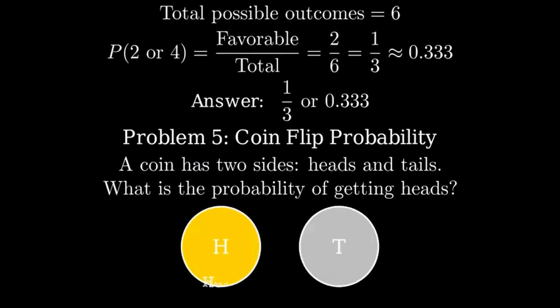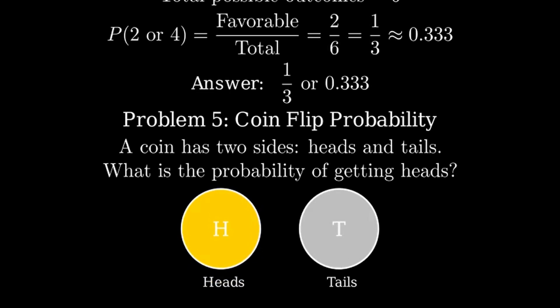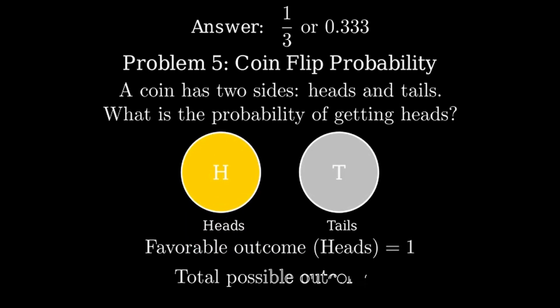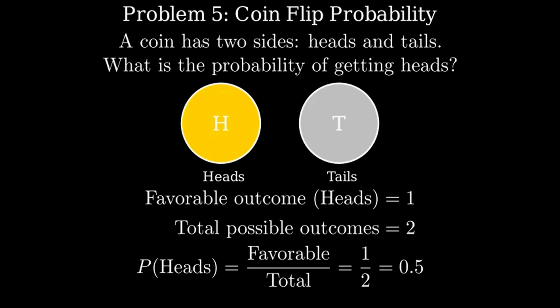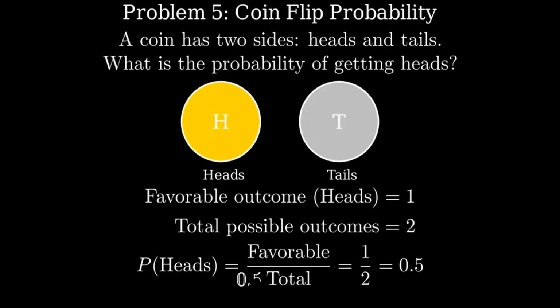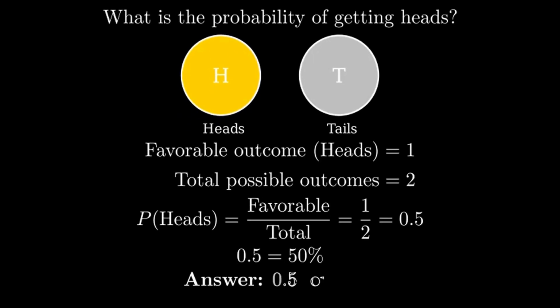A standard coin has 2 sides, heads and tails. When we flip a coin, it randomly lands on one side or the other. The number of favorable outcomes is 1, which is getting heads. The total number of possible outcomes is 2, either heads or tails. Therefore, the probability of getting heads equals 1 divided by 2, which is 1/2 or 0.5. This can also be expressed as 50%.